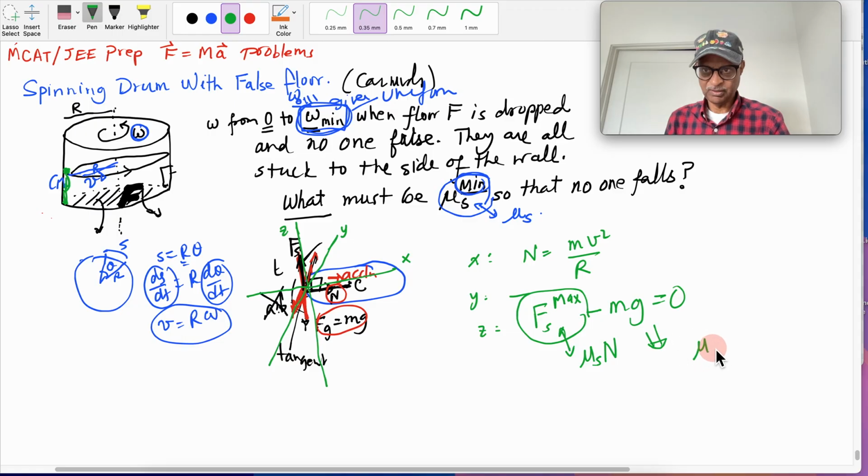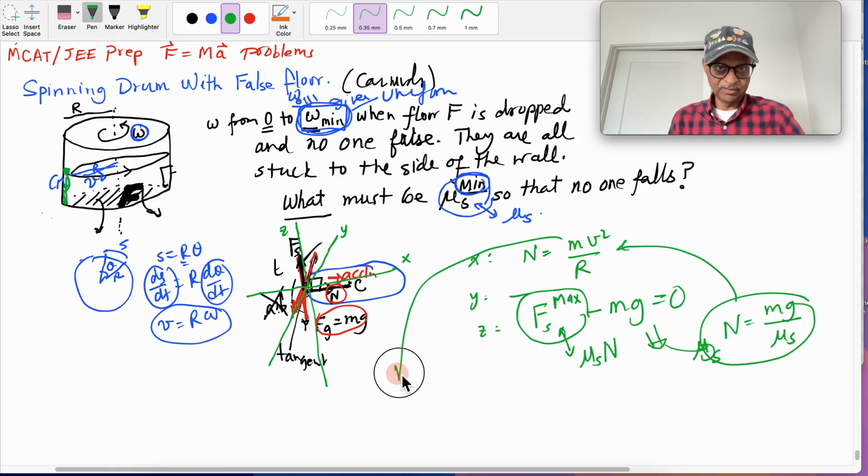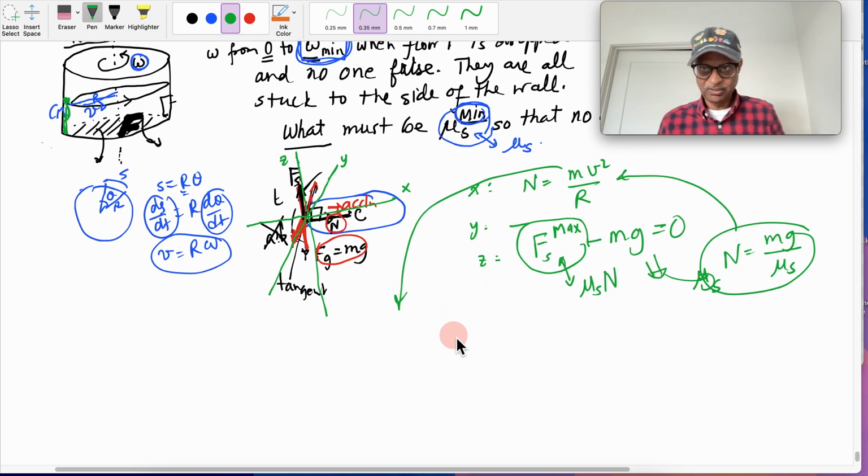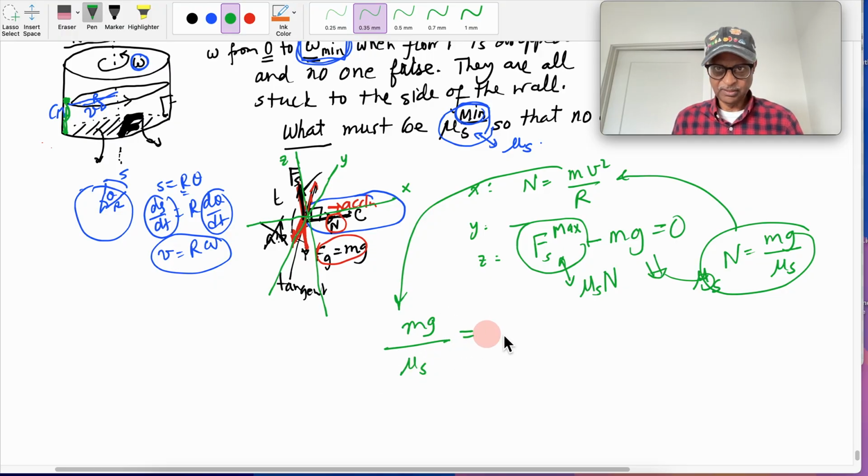So this gives me N equals mg over mu s. I plug in here, and then this should give me the answer I'm looking for. So mg over mu s is equal to mv squared over r, and we were looking for this, so just solve for that.